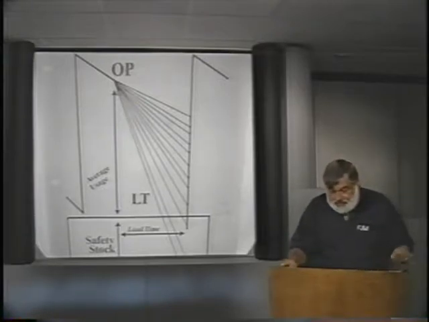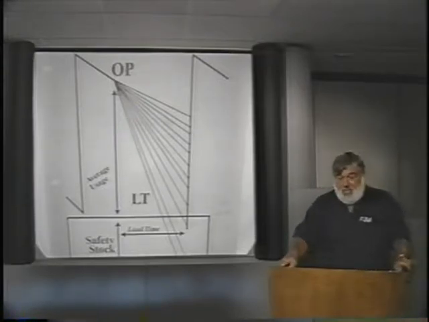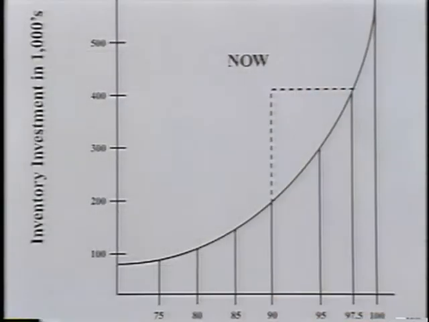Now, if we turn to the next page, we're going to look at a graph which is entitled Service Percentage, which is the horizontal line, and inventory investment in thousands of dollars on the vertical line, and that happens to be safety stock investment.